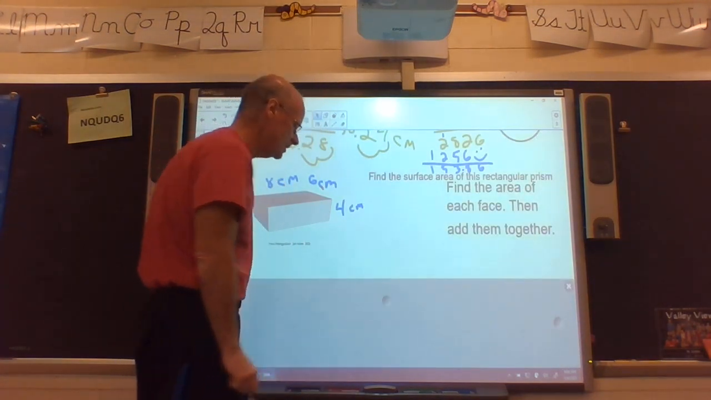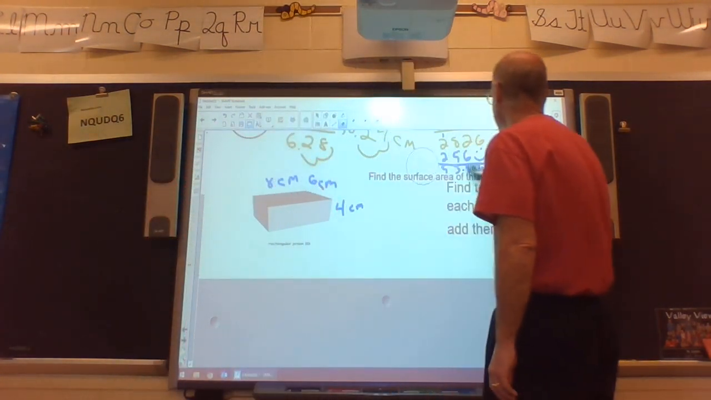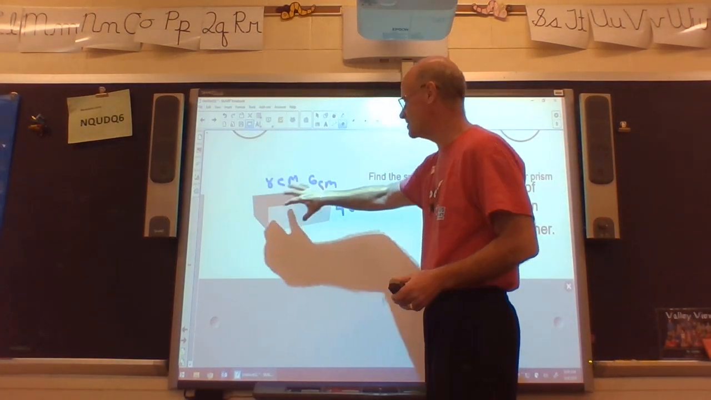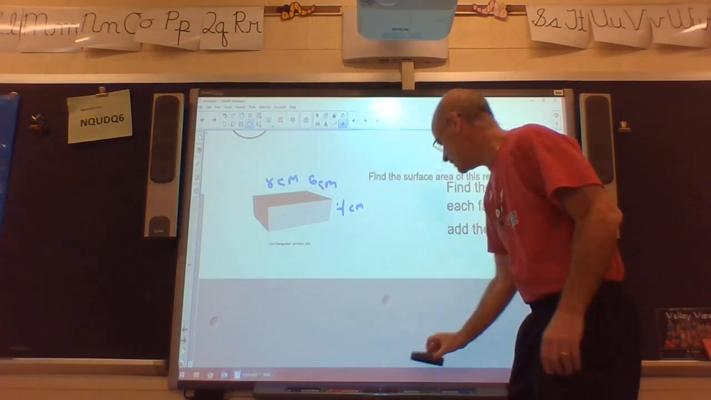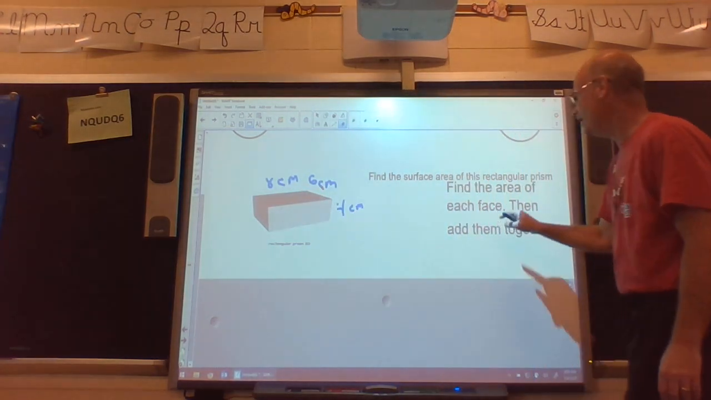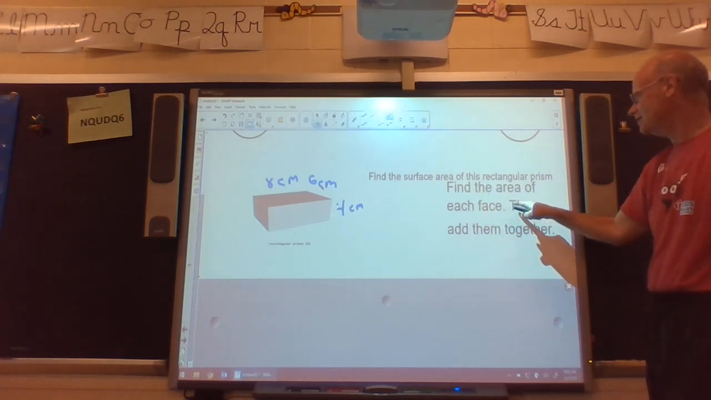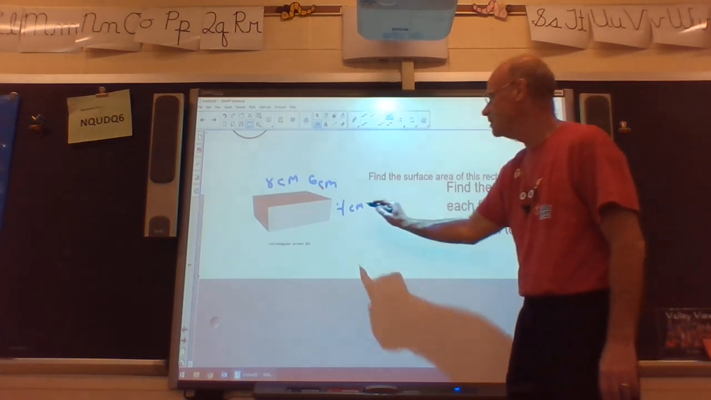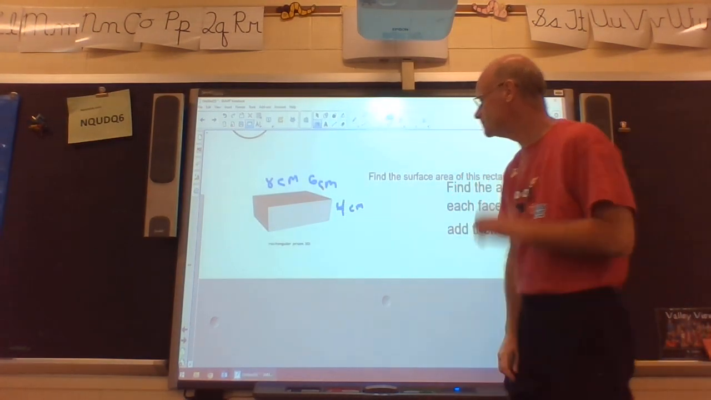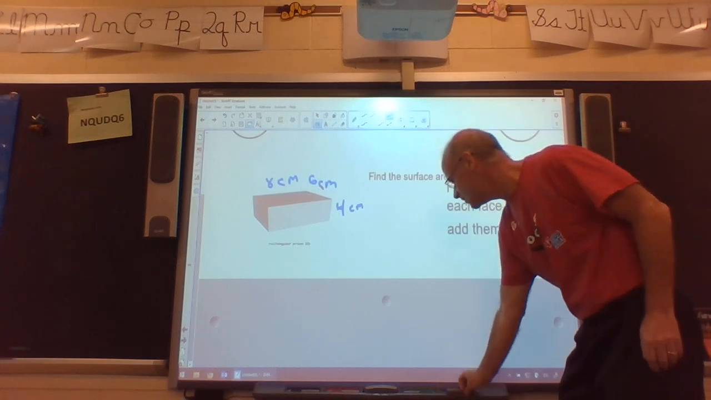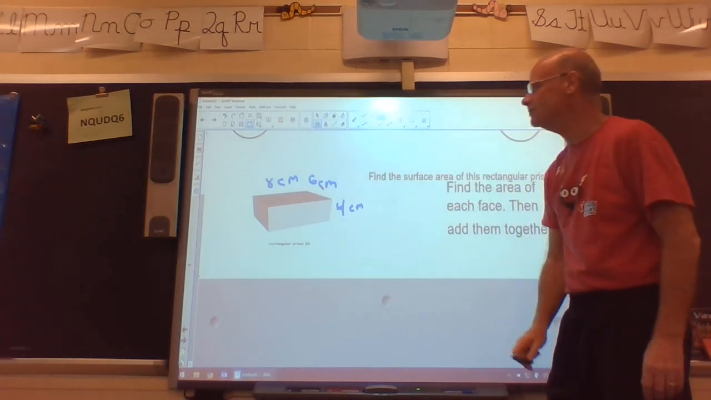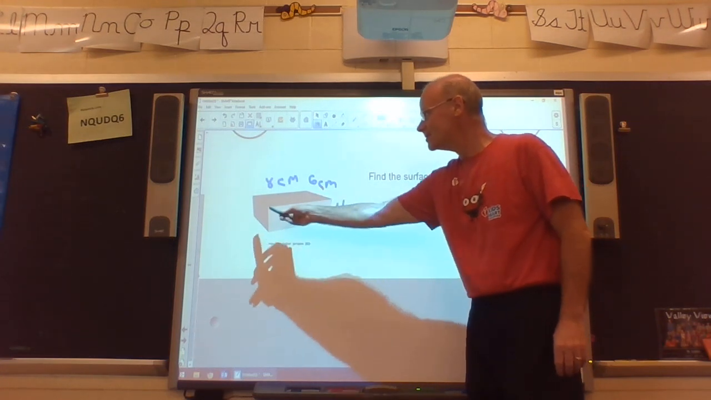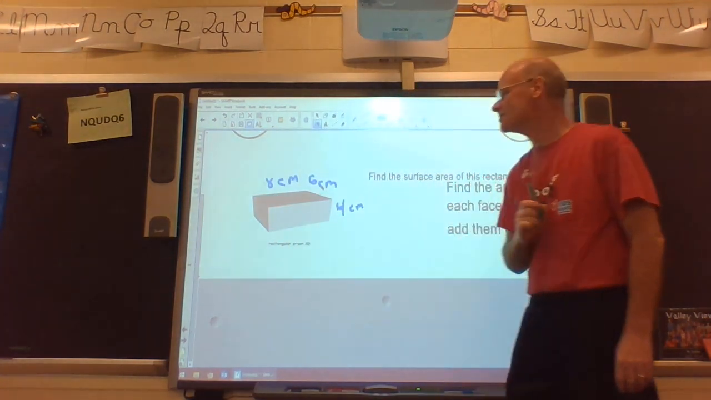Okay, here we go. Next thing I'd like to work with you a little bit on is finding surface area. If I find volume, I want to find how many squares would fit in this whole thing. If I find surface area, I want to find the area of each of the faces of this rectangular prism. So to find the surface area, I have to find the area of this face, this face, this face, this face, the face in the back, and the face on the side.